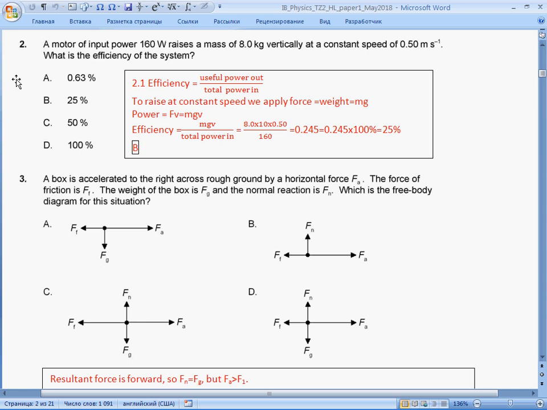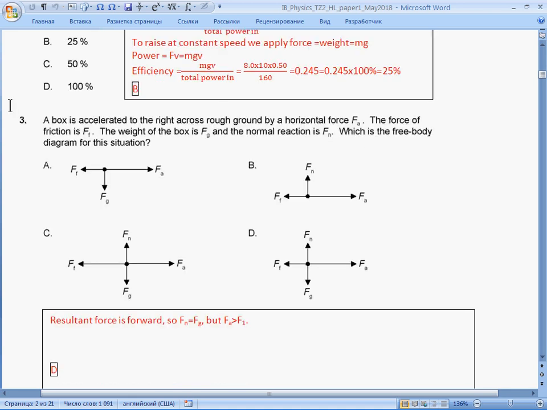Question 2. A motor of given input power raises a mass vertically at constant speed. What is the efficiency of the system? From section 2.1 of the data booklet, efficiency equals useful power out divided by total power in. To raise at constant speed, we apply a force equal to the weight, so the force will be mg. One of the formulas for power is force times velocity, so instead of force we put mg, so we get mgv. This mgv goes to the numerator, in the denominator we put the total input, and the calculation gives us 25%.